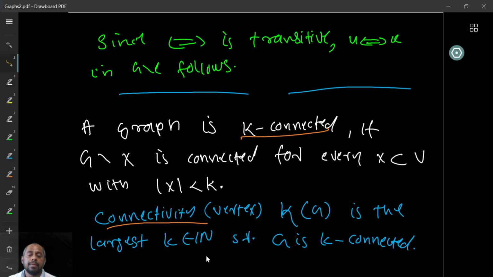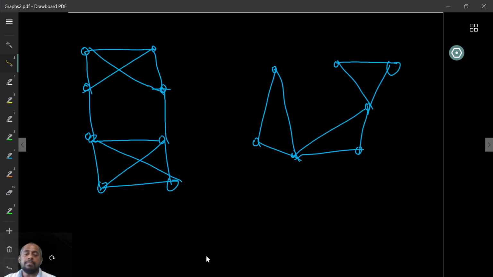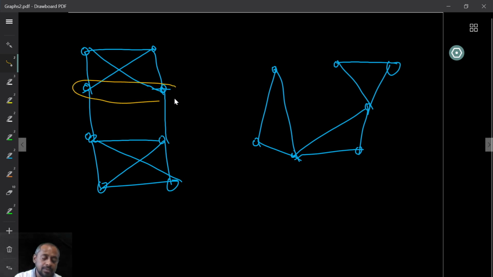So if you take kappa plus 1, you can show that removing kappa vertices, the graph will be disconnected. You can find some subset of kappa vertices which will disconnect the graph. Here are two graphs, and look at the vertex connectivity. In the first graph, you can see that the vertex connectivity is 2, because if I delete, let's say, these two vertices, then the graph becomes disconnected, because there is no path from this part to this part.